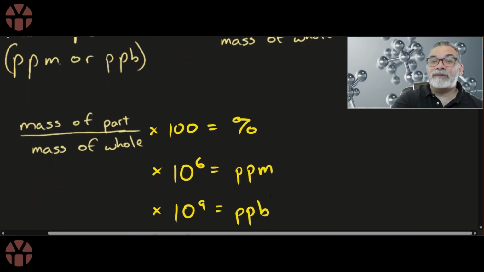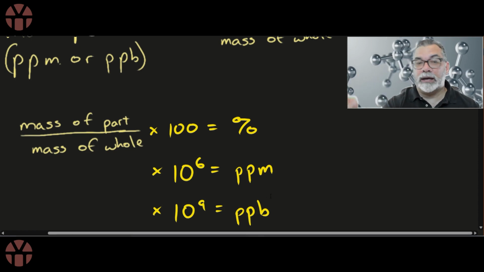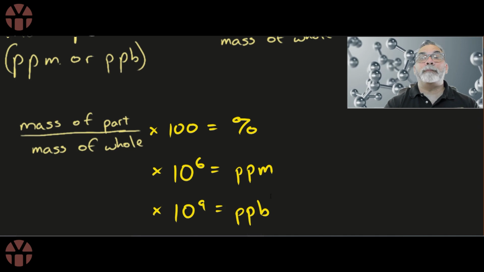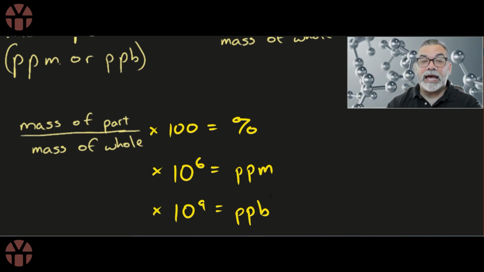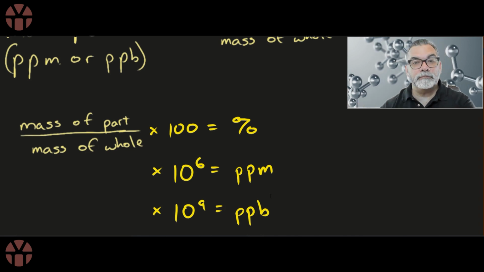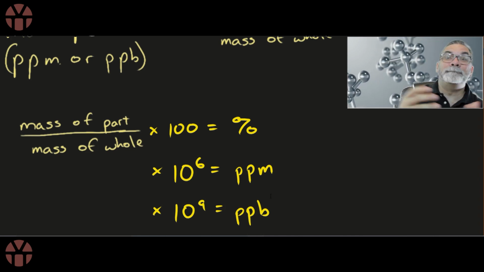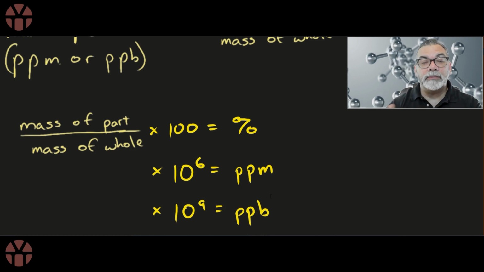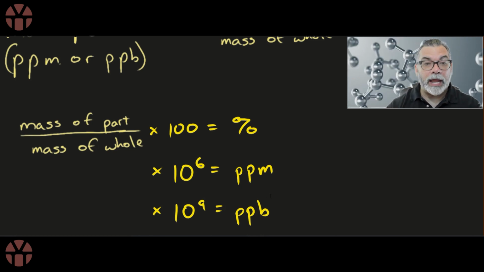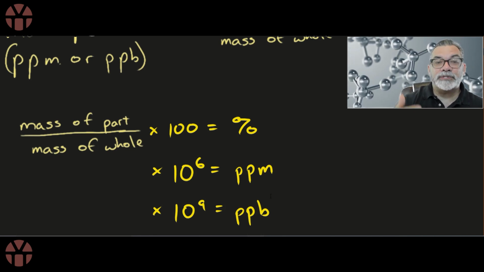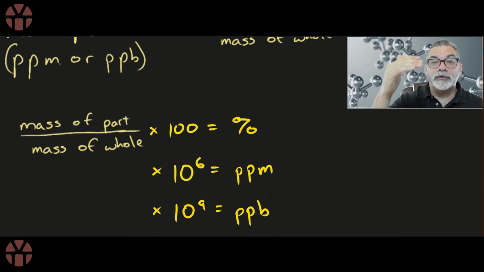But if I have teeny tiny amounts, then instead of multiplying by 100, I might multiply by 1,000,000. And when I multiply by 1,000,000, now I'm talking in terms of parts per million. If I multiply by 1,000,000,000, then that's going to be parts per billion, right? But at all times, when we talk about mass percentage, we're talking about a part over the whole.